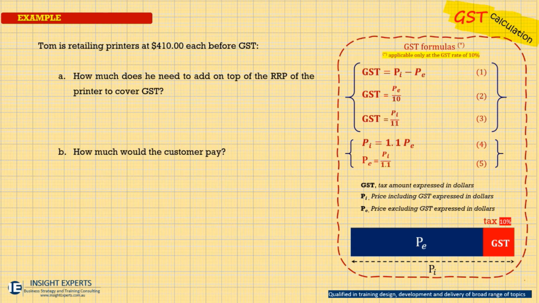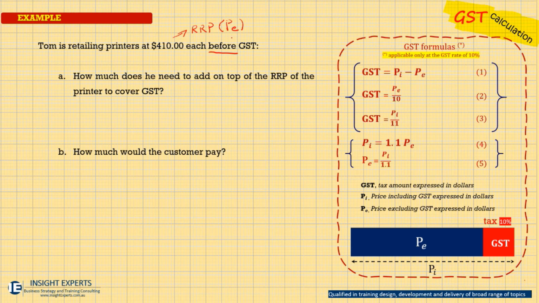Let's look at this example. Tom is retailing printers at $410 each before GST. Now, question A, how much does he need to add on top of the retail recommended price of the printer to cover the GST? So $410 is in fact the retail recommended price, which is in other words the price before tax or excluding GST. The question asks about calculating the GST amount, which he needs to add on top of the $410.